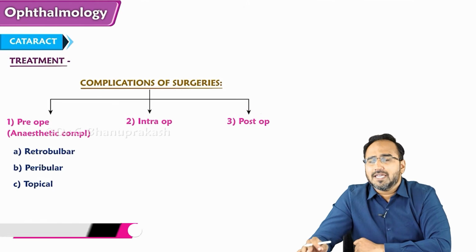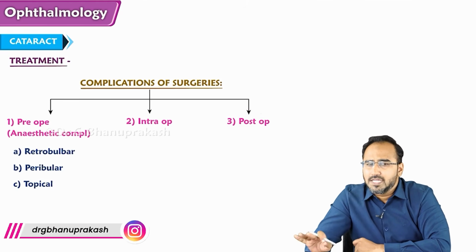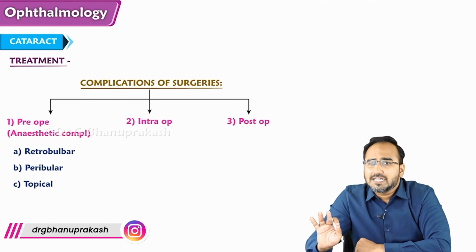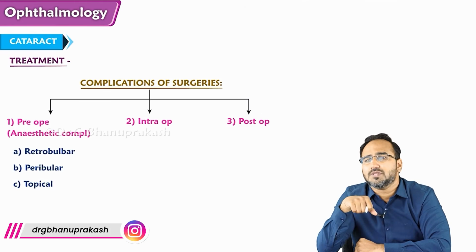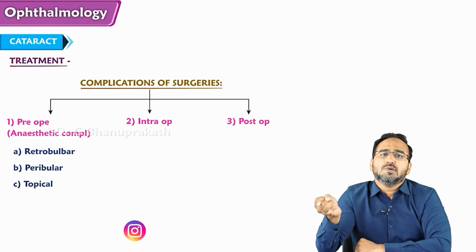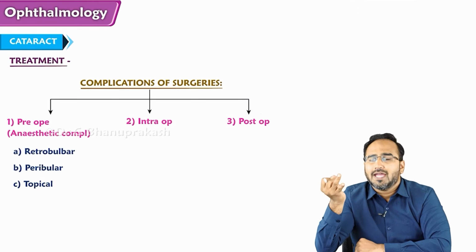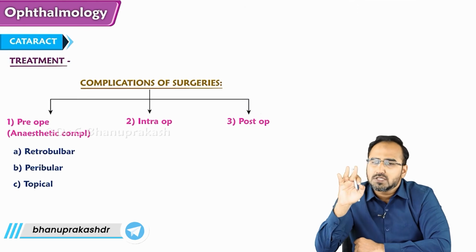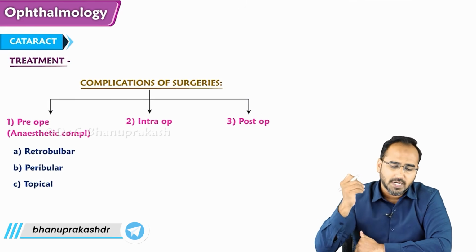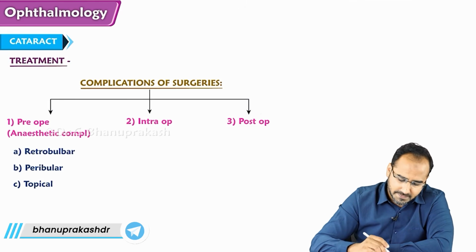The anesthetic complications can come by 3 routes, because anesthesia to the eye is given by 3 routes. What are the 3 routes? The retrobulbar route, peribulbar route and the topical route. So the complications in pre-op also come by 3 routes. First is what, guys? Retrobulbar complication.